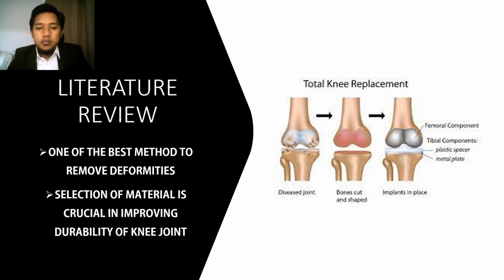Literature review. Total knee replacement is one of the best methods to remove deformity. It is necessary if the medication method is no longer effective for your knee deformity. The selection of implant material is crucial in improving the durability of the knee joint, since there are many choices of suitable material for implants.